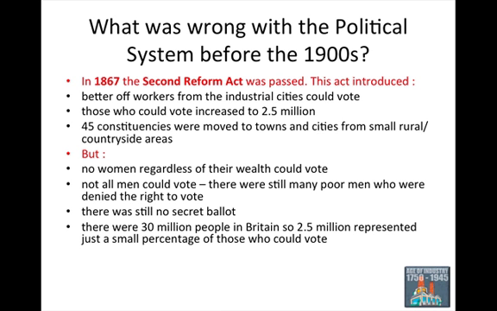But still, no women, regardless of their wealth, could vote. Not all men could vote. Many poor men were not allowed to. Not everyone had access to a secret ballot. And, despite 30 million people being in Britain at the time, only 2.5 million could vote.